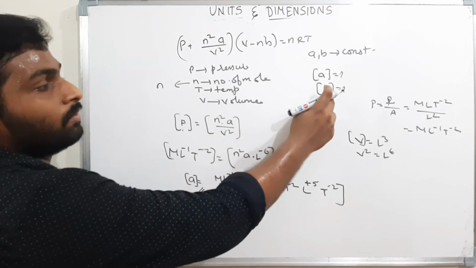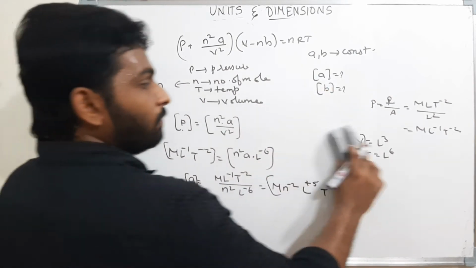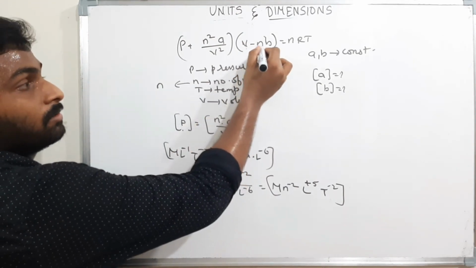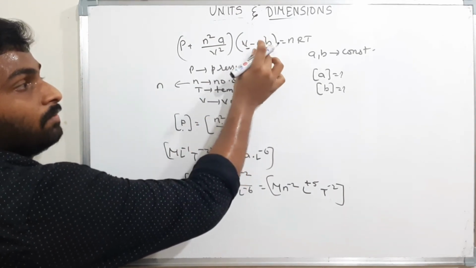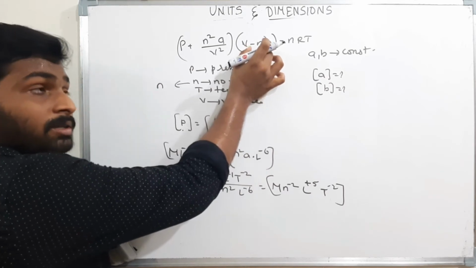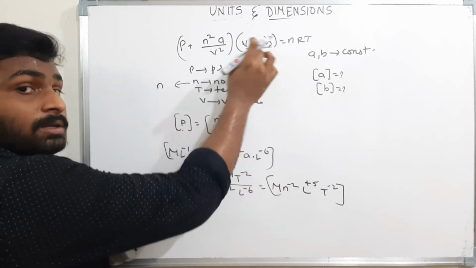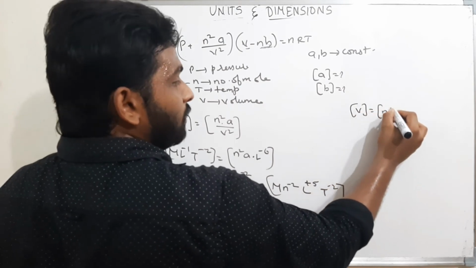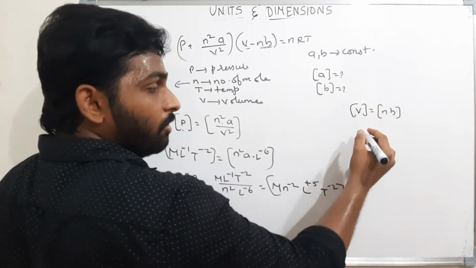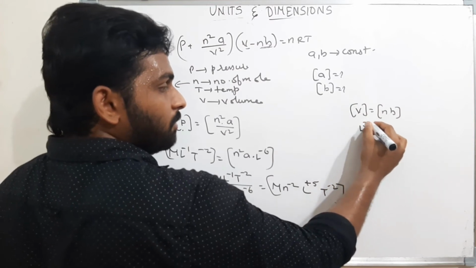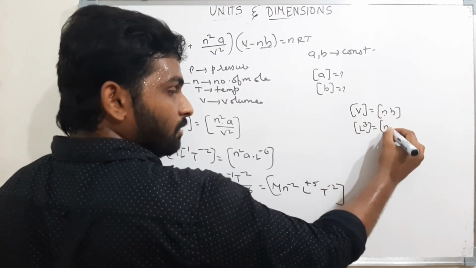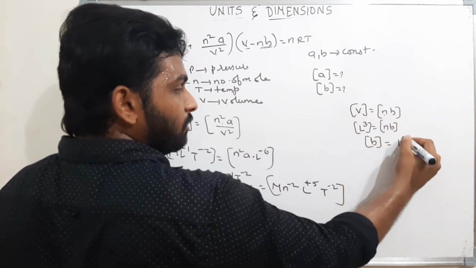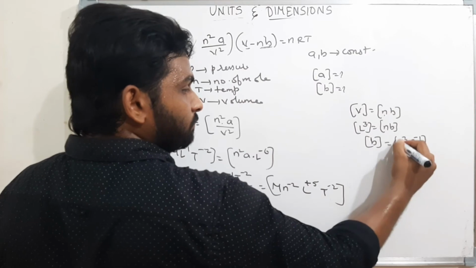Now how can I find the dimension formula for B? See here, I am subtracting two terms, V and NB. If I am subtracting two terms, by the principle of homogeneity their dimension formulas must be the same. Therefore the dimension formula for V must be equal to the dimension formula for NB. What is V? V is nothing but volume. The dimension formula is L cube, which must be equal to N, where N is moles, times B. Therefore the dimension formula for B is L cube N power minus 1.